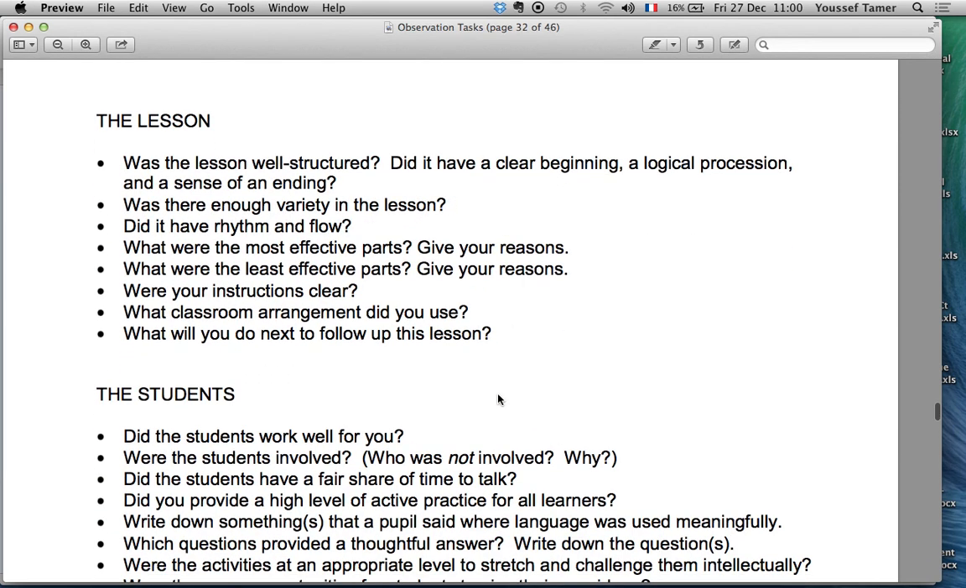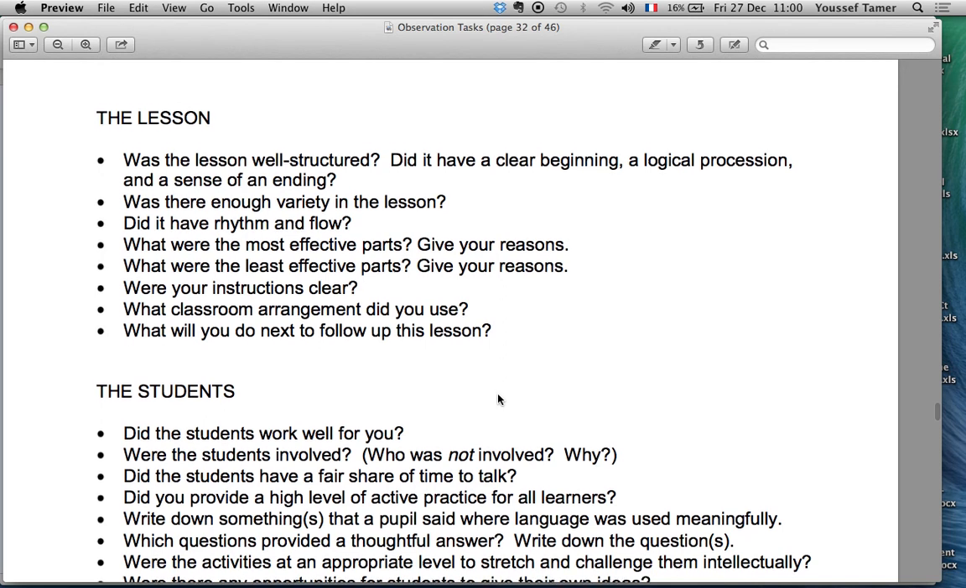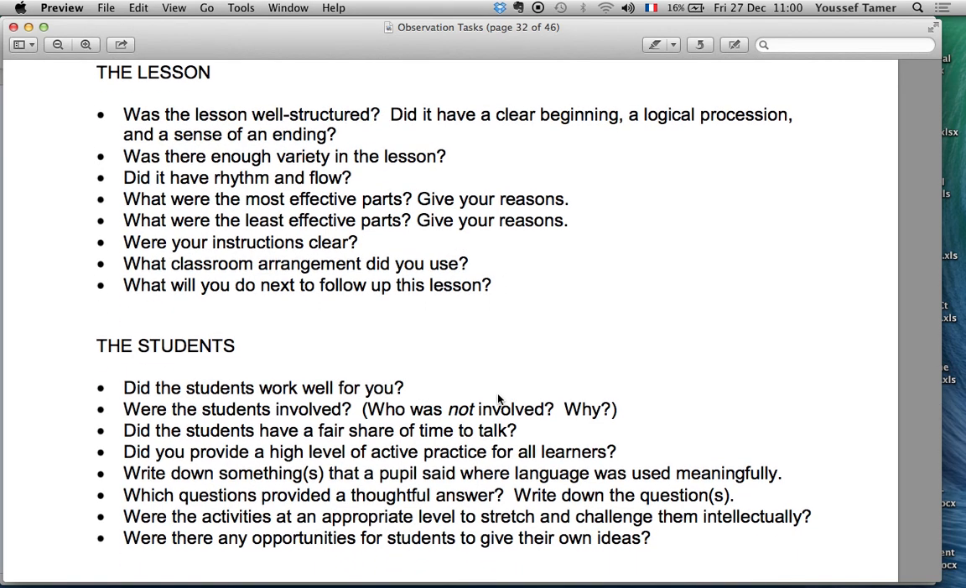The lesson. Was the lesson well structured? Did it have a clear beginning, a logical progression, and a sense of an ending? Was there enough variety in the lesson? Variety, okay, very important. Did it have rhythm and flow?